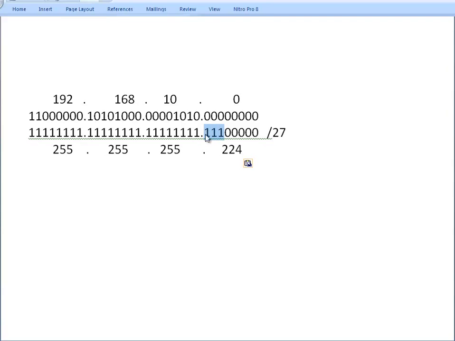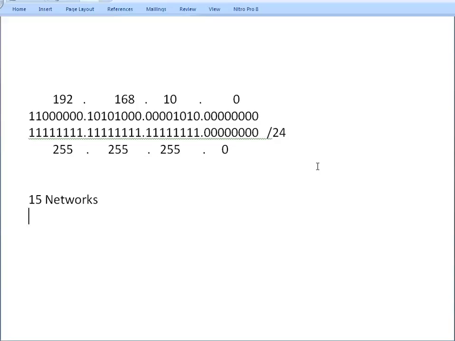So okay, I'm going to change these back to zeros. 1, 2, 3 /24. This will be 0. Now I need, say, 15 networks. Somebody comes to you and says, okay, I need 15 networks. So how many zeros do I need to borrow to create 15 networks?